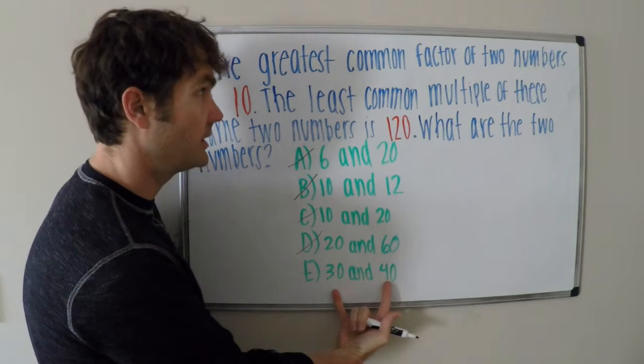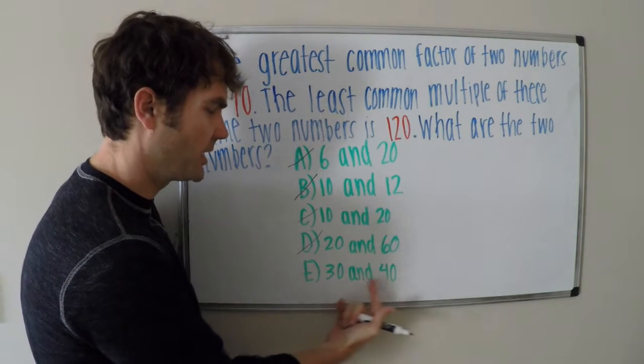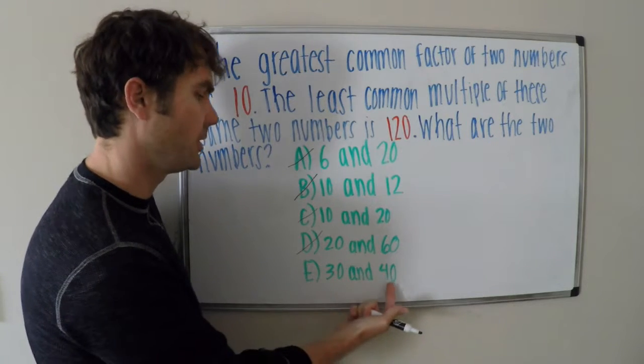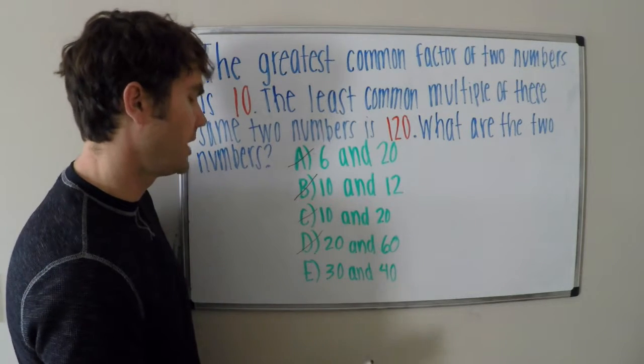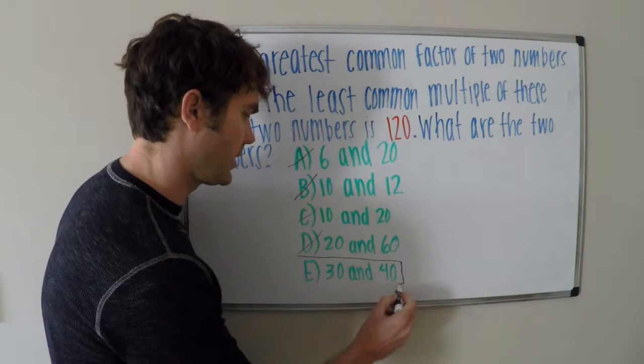The greatest common factor is 10, the greatest number that can divide into both 30 and 40. And the least common multiple of these two is 120. So E is the right answer.